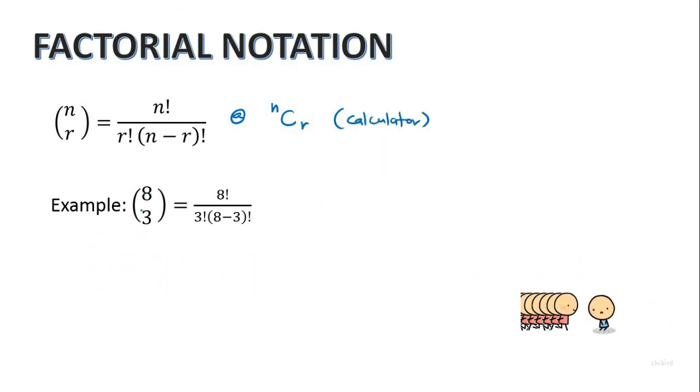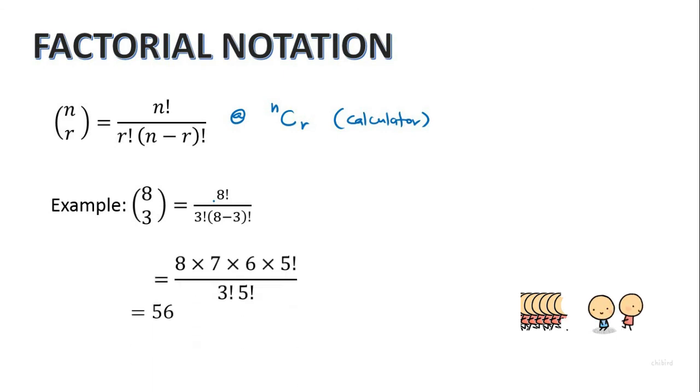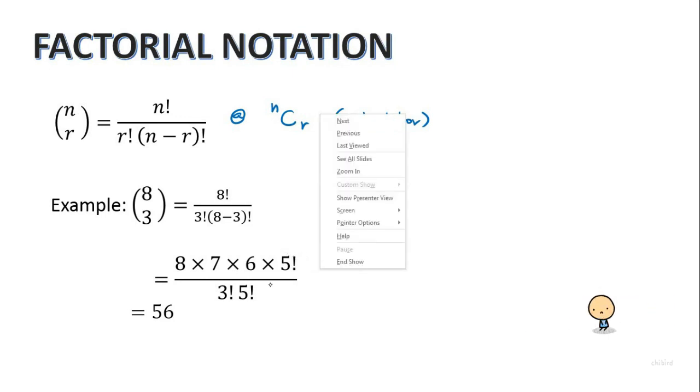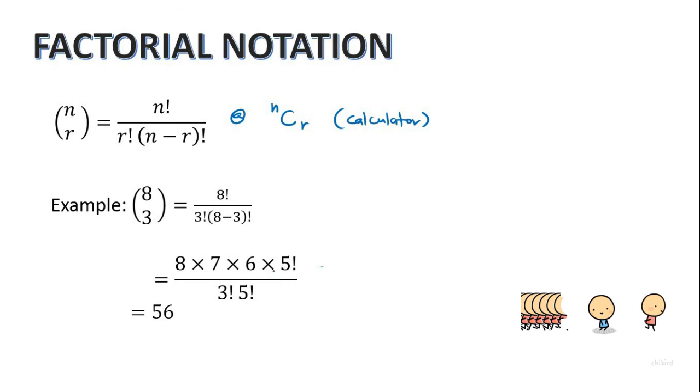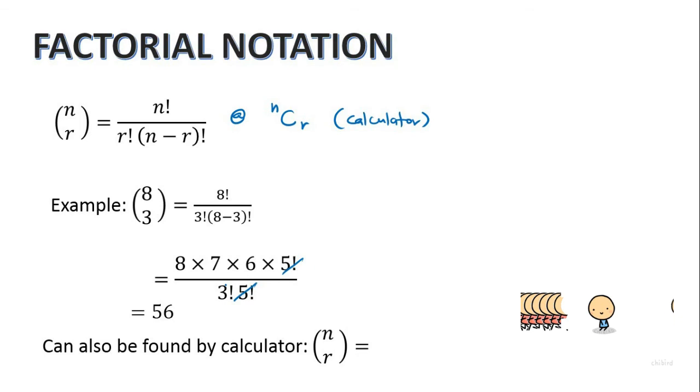So for example, if you have 8C3, in terms of formula, it should be 8 factorial over 3 factorial times 5 factorial. Since 8 factorial means 8 times 7 times 6 times 5 times 4 times 3 times 2 times 1 and so on. But we want to stop at 5 factorial because we can actually cross this out. Okay, and 3 factorial also can be computed by using the calculator. So straight away we have that. It can also be found by calculator by nCr straight away.